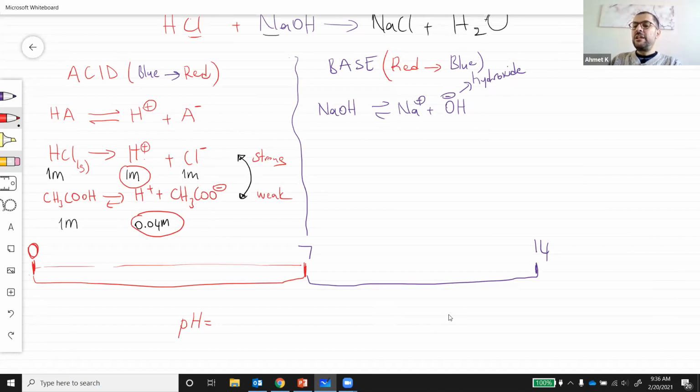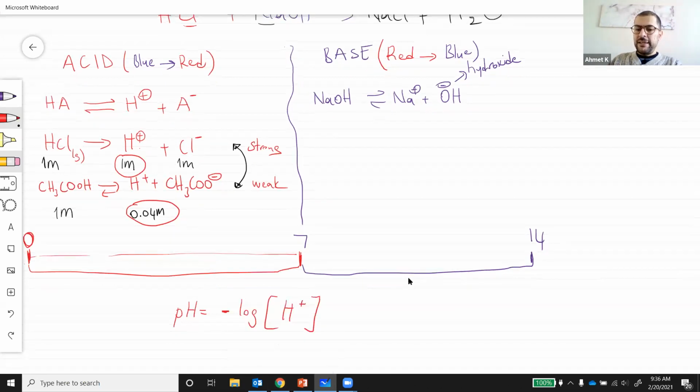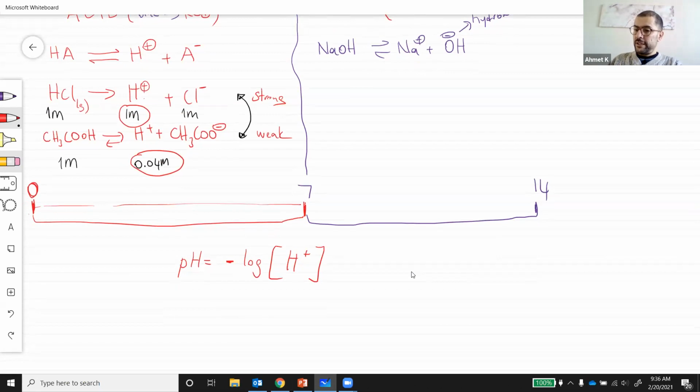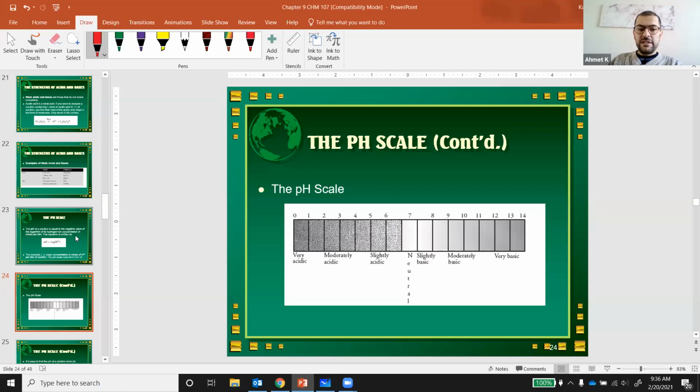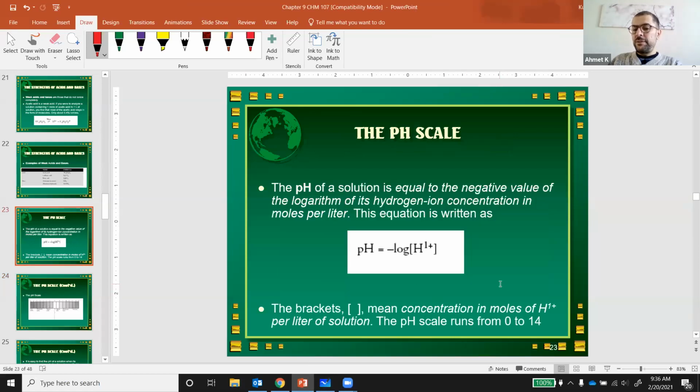Sometimes we're gonna get very absurd numbers, like 0.04 molar, for instance. So instead of getting all those decimal points, you wanna get rid of those, and that's why we apply this negative log. This is a mathematical operation of the H plus concentration. Make sense? Whenever you apply the negative log of the hydronium ion concentration, then you're going to find the pH. And again, that is how we are defining the pH.